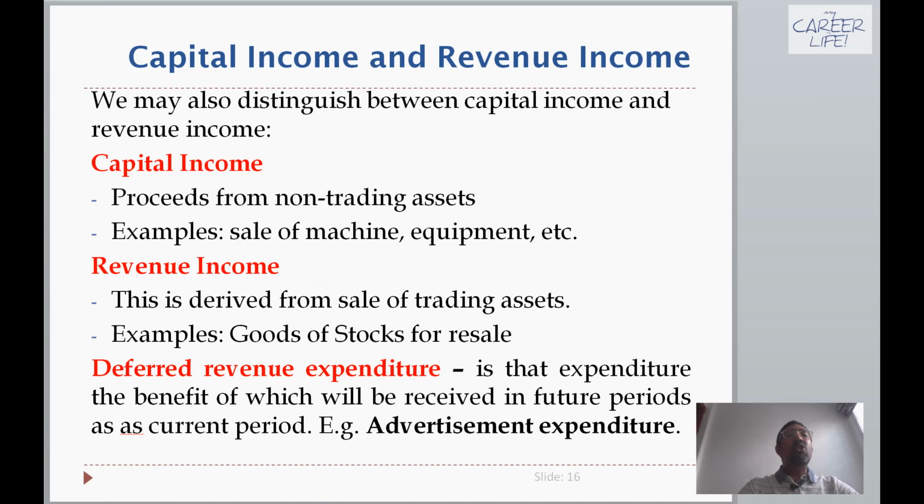Then we also have what we call deferred revenue expenditure. Now, this is expenditure whose benefit will actually be received in the near future. That means it will not be received in the present, it will be received in the future. An example here is advertisement expenditure. When a company advertises its products or services, they spend now, but the benefits will accrue. The revenues will accrue in the near future.